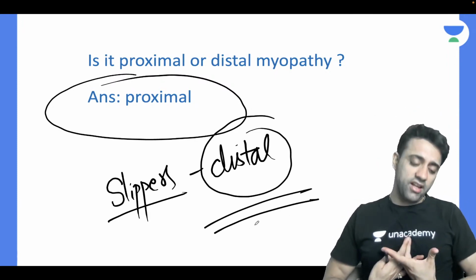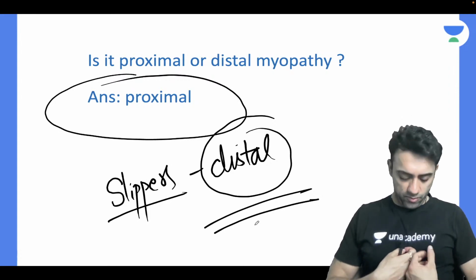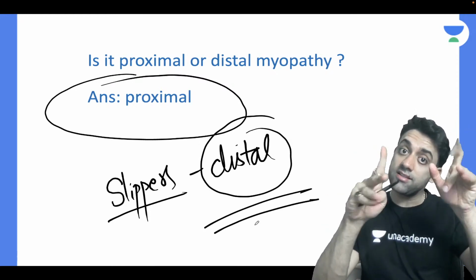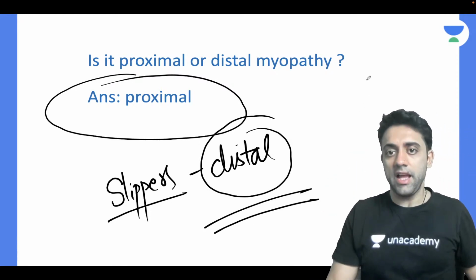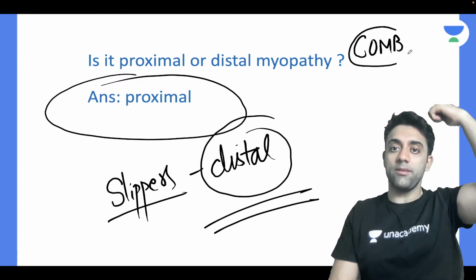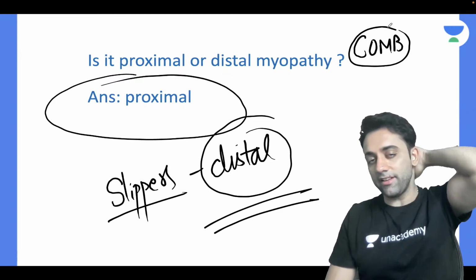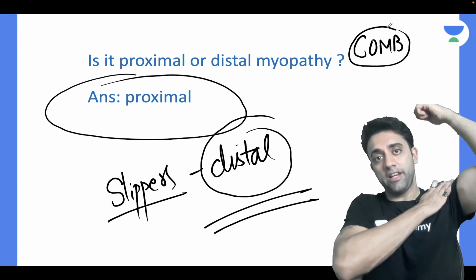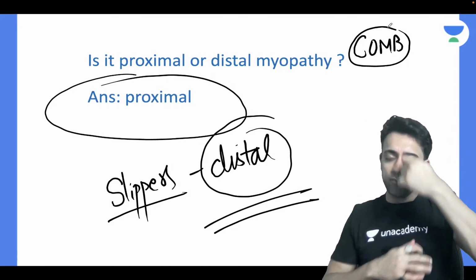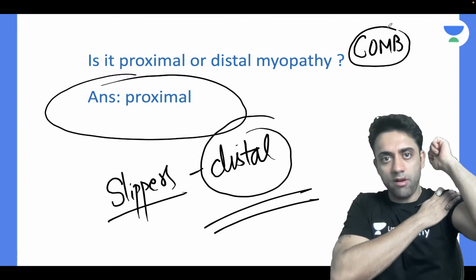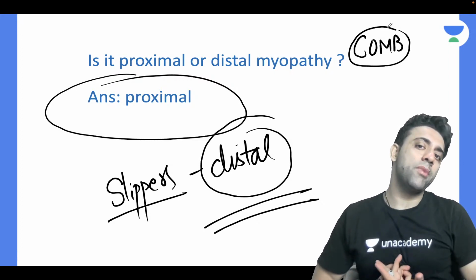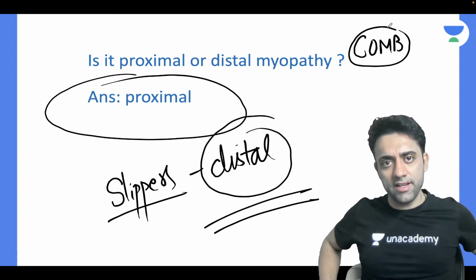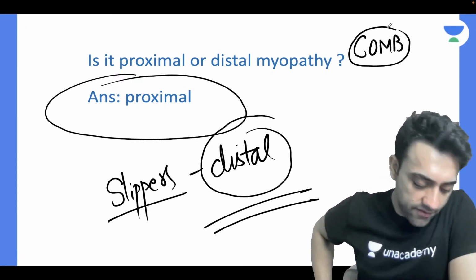If I'm not able to do buttoning and unbuttoning, I'm not able to button my t-shirt, that will again be distal muscle weakness. If I'm not able to do combing, well, I don't comb anyway, I'm just naturally smart. Combing needs my upper limb, my proximal part also. So if I'm not able to comb, I have proximal muscle weakness. Buttoning and unbuttoning: distal. Getting up from sitting: proximal. Putting on chappals: distal.